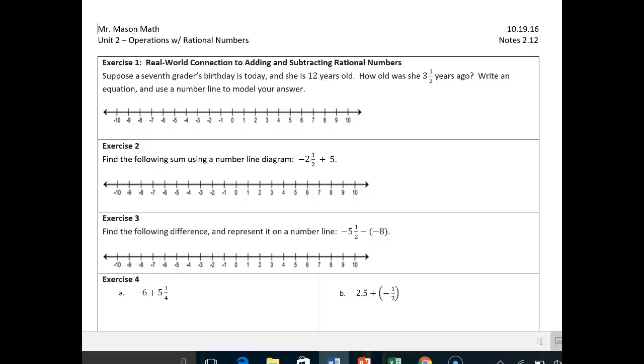So today I'm going to walk you through Notes 2.12. Remember, you have a quiz on Friday related to operations with rational numbers, especially adding and subtracting integers.